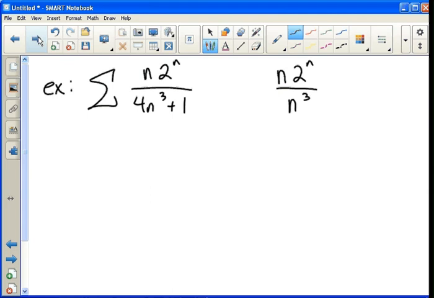Okay, now just to be clear, n times 2 to the n is a single term. Since they're being multiplied together, they are one term, and you don't want to let go of any of that. Okay, so I can cancel out an n, and that gives me 2 to the n over n squared. Okay, now this is not a p-series or a geometric series.